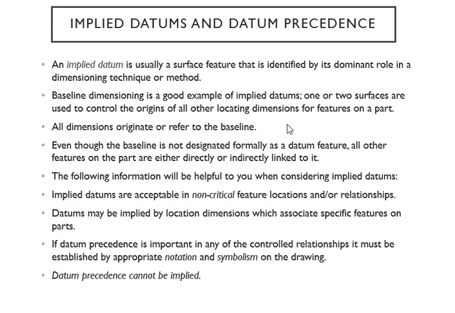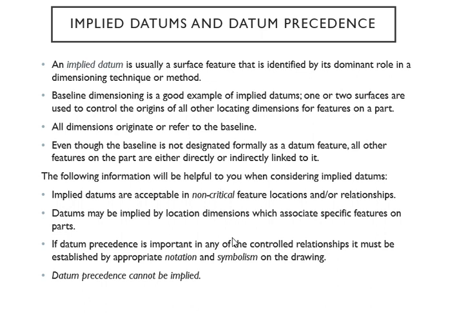So for us to measure them, you have to use a datum, and one of them is your implied datum, and that's nothing but your baseline dimensioning, fundamental dimensioning. So all dimensions originate or refer to the baseline. We go by this implied datum method. Baseline is pretty good, even though that baseline is not designated as your datum feature. We have to know that all other features on that part are related or linked, directly or indirectly, to that baseline. That's what we call it, baseline.